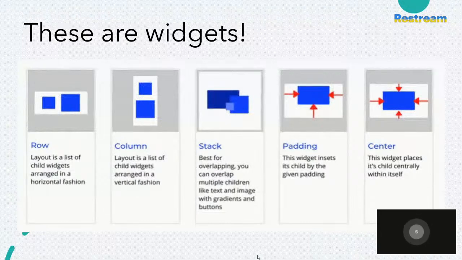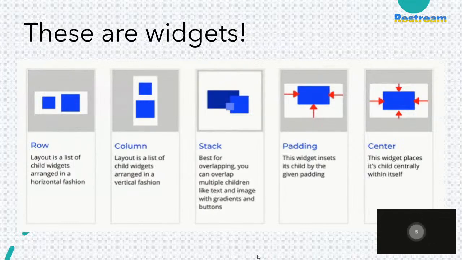So these are the widgets: row, column, stack, padding, center. You could have seen it. The row layout is a list of child widgets arranged in a horizontal fashion. As we know, in our day-to-day life we see rows: we are arranged in a row in classes, in various community meetups. The same way, individual widgets are arranged in a row inside a container such that they are placed parallelly together.